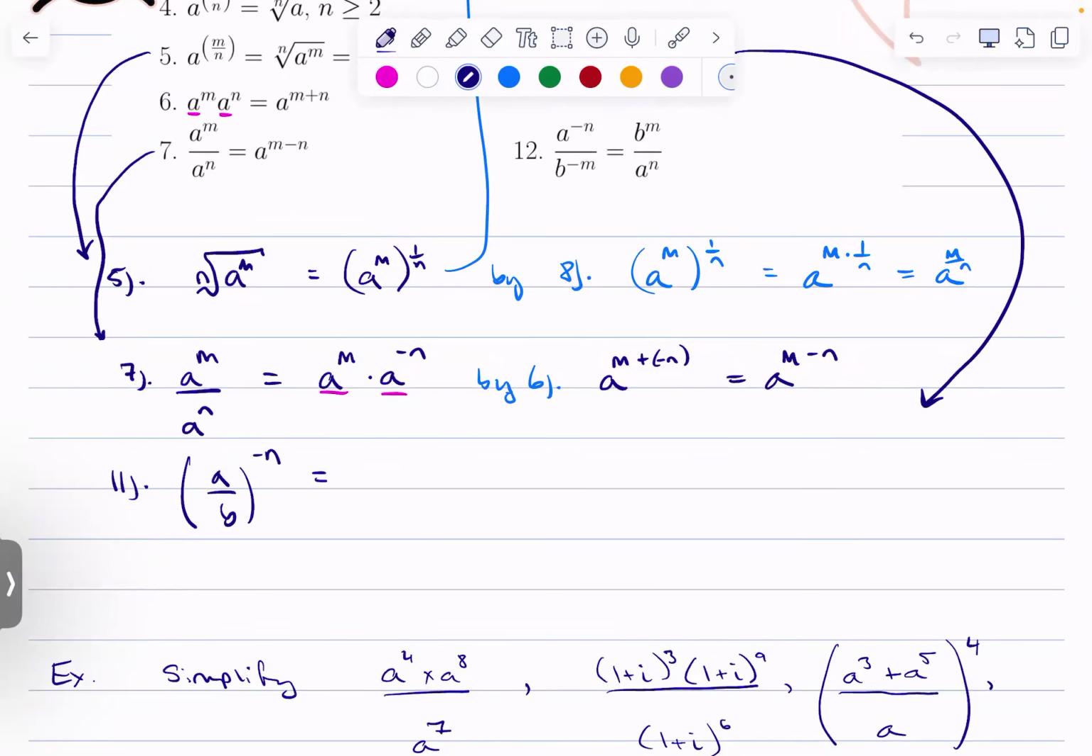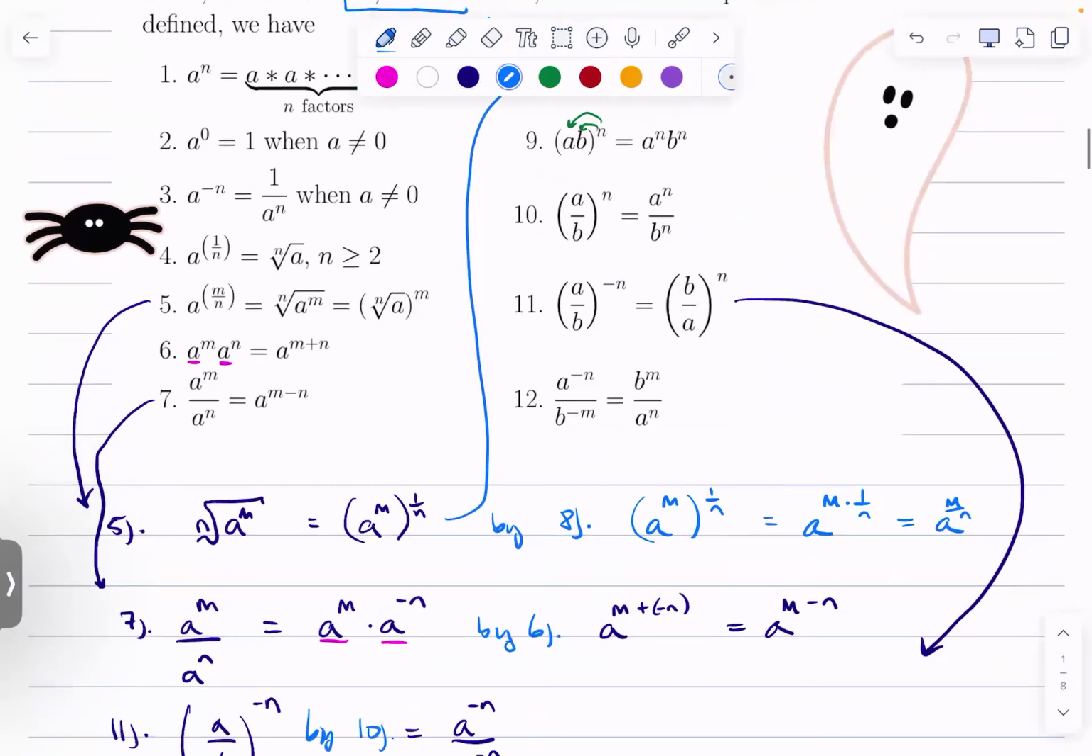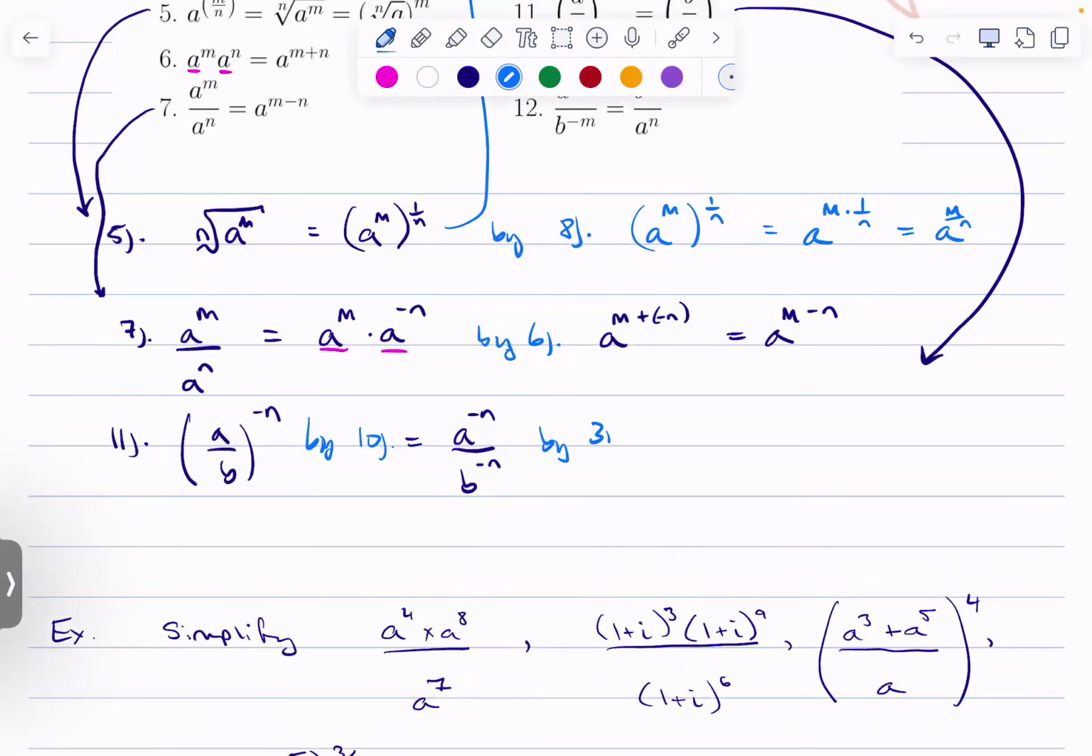I'll do it by property 10. This becomes a to the negative n over b to the negative n, which is really 1 over a to the n divided by 1 over b to the n, by property 3. By property 3, this becomes 1 over a to the n divided by 1 over b to the n.